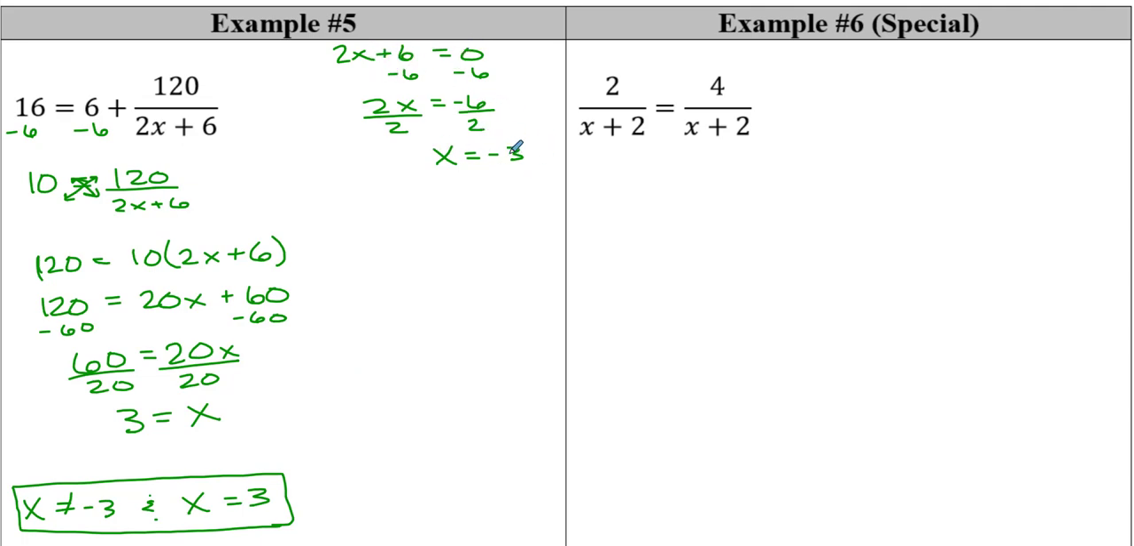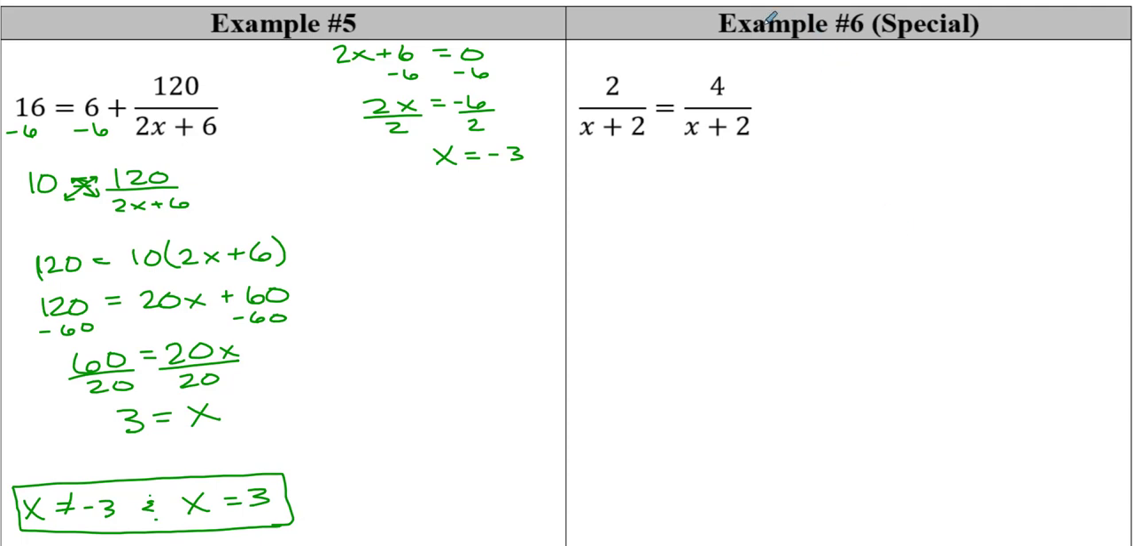So negative 3 will not work. We cannot use it, and we notate that down here. After we do our cross multiply and a little bit of number crunching, we get x is equal to 3. So x can equal 3. It just cannot equal negative 3.